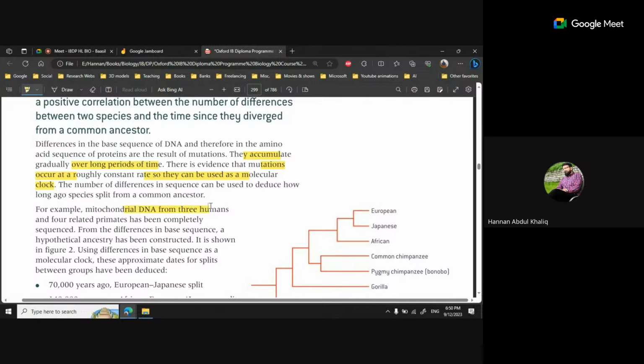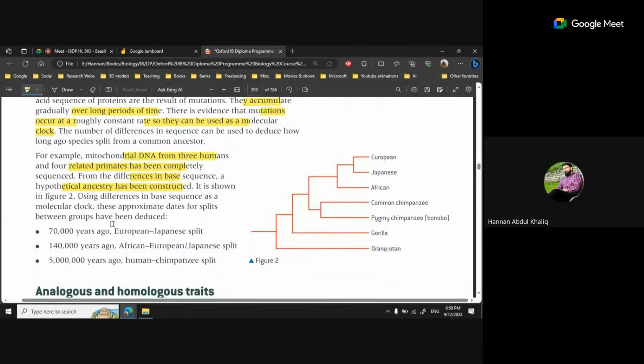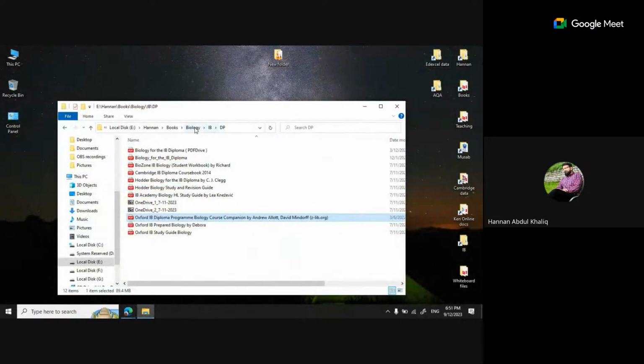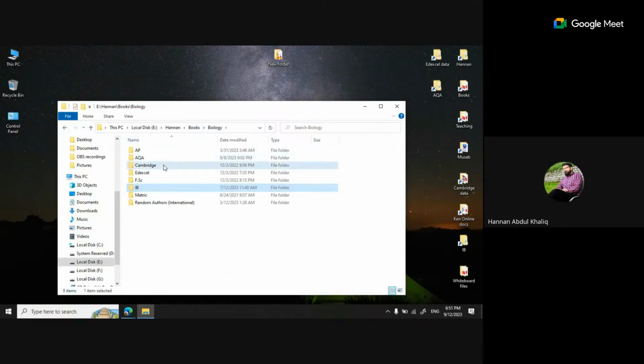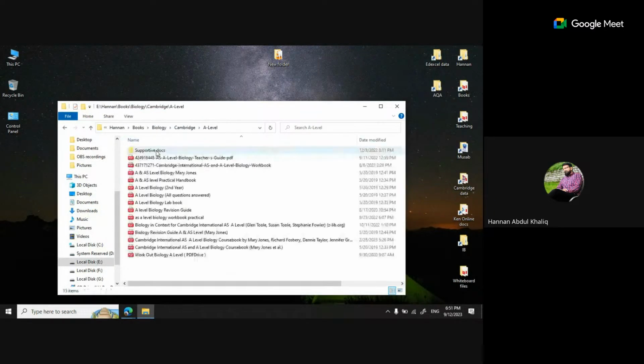Let's say they are putting an example. Mitochondrial DNA from three humans and four related primates has been completely sequenced. From the differences in base sequence, a hypothetical ancestry has been constructed. You can say that we can use the mutation rate in mitochondria, and we have a set pattern. We have a hypothetical value that in this number of years, the mitochondria would have a mutation. Let me show you how many mutations the mitochondria get.